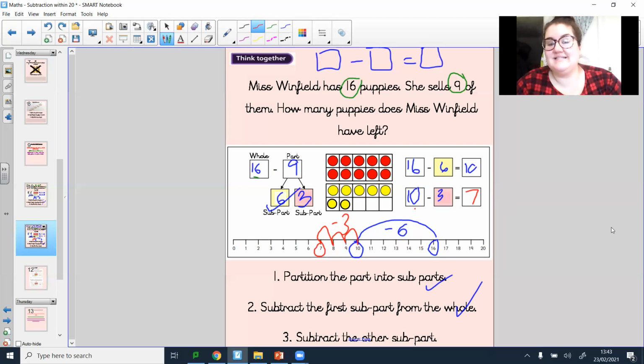So Miss Winfield has 16 puppies. She sells 9 of them. How many puppies does she have left? She has 7 puppies left.